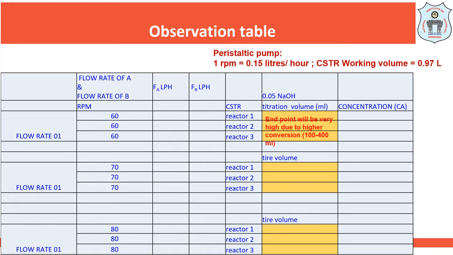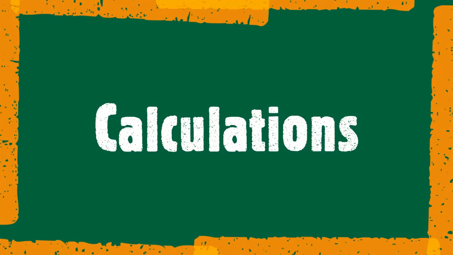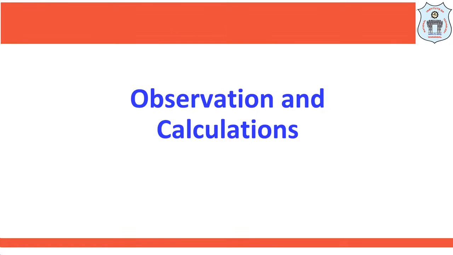Okay, in the demonstration video we showed you only the reactor 3 sample collection and titration, but a similar titration has to be done for the 10 ml sample collected from reactor 1 and reactor 2 also. So those 3 endpoints need to be noted down. From that it is easy for us to go for the calculations. Okay, so the calculation part will be explained now.